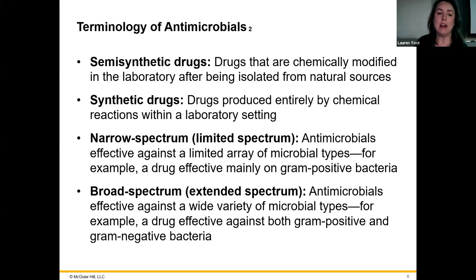We have drugs that can be narrow spectrum. Maybe they only target mycobacteria, for example. And then we have broad spectrum. Maybe they target all gram positives and all gram negatives, or maybe just anything that doesn't have endospores. Those are big, big swaths of groups there.